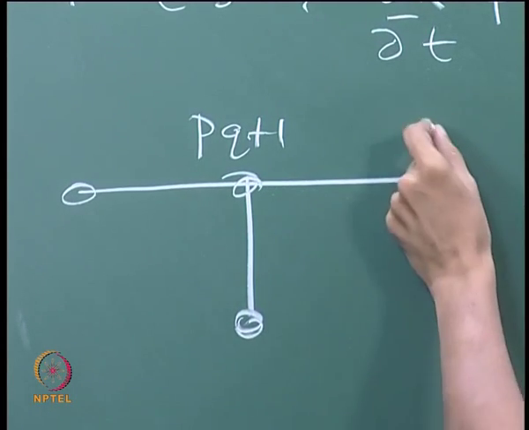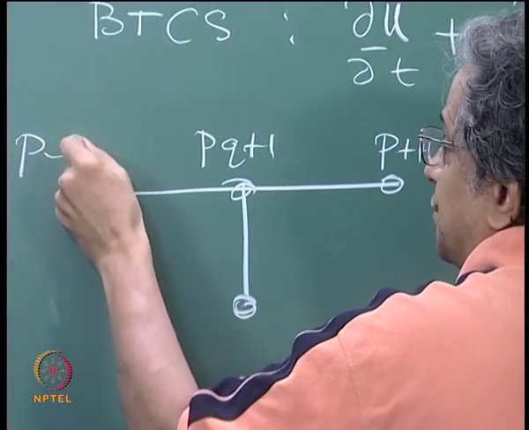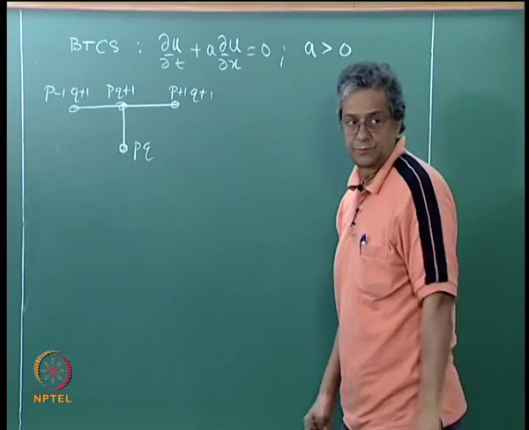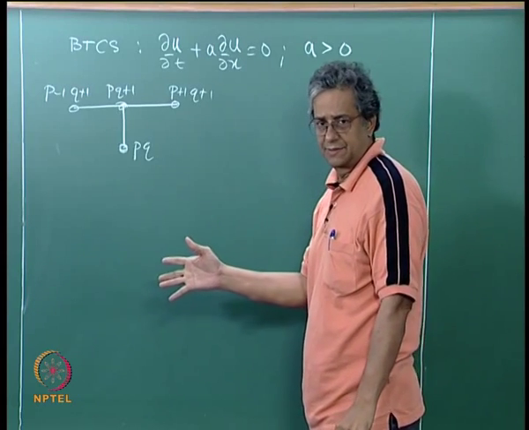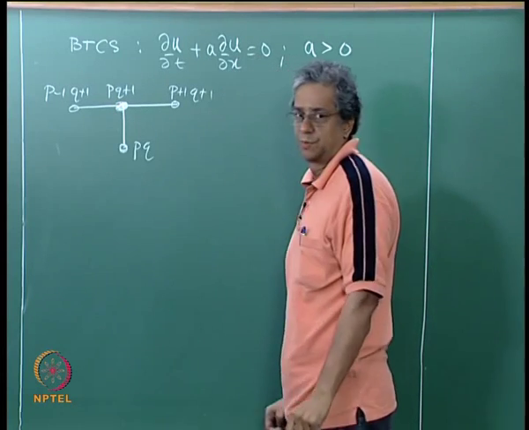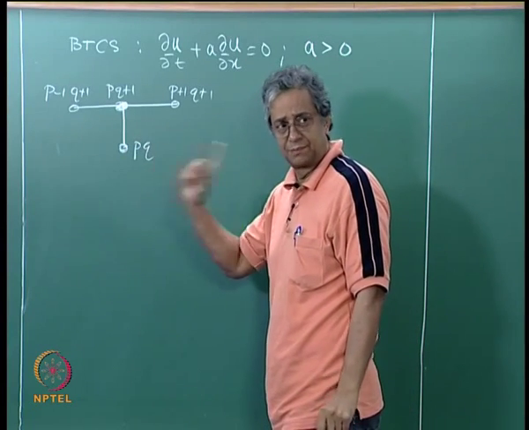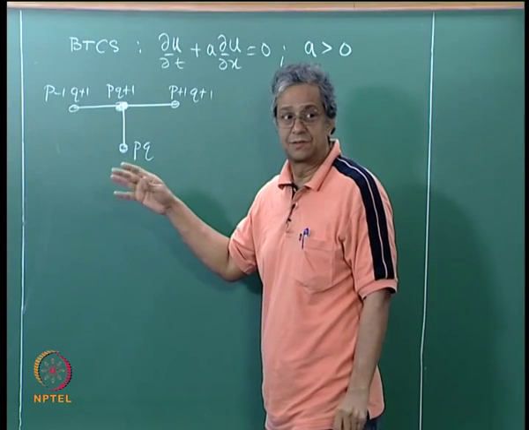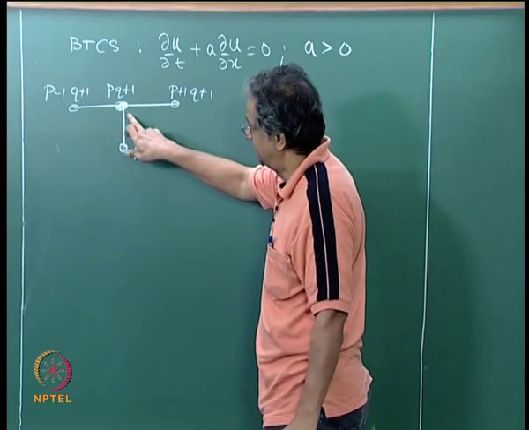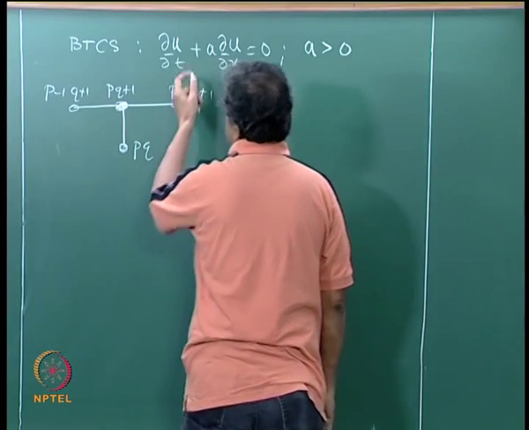Okay, that's fine, because p plus 1 q plus 1, p minus 1 q plus 1, pq. Okay, and the difference between what we did with FTCS and so on and this is that the equation is now being represented at the time level q plus 1. That's the difference. Please remember, you have to keep that in mind. After a point, once you start doing these different discretizations and different schemes, it's easy to forget where you're representing the differential equation. So the differential equation is being represented at the point p, q plus 1. Okay, so then it's straightforward.